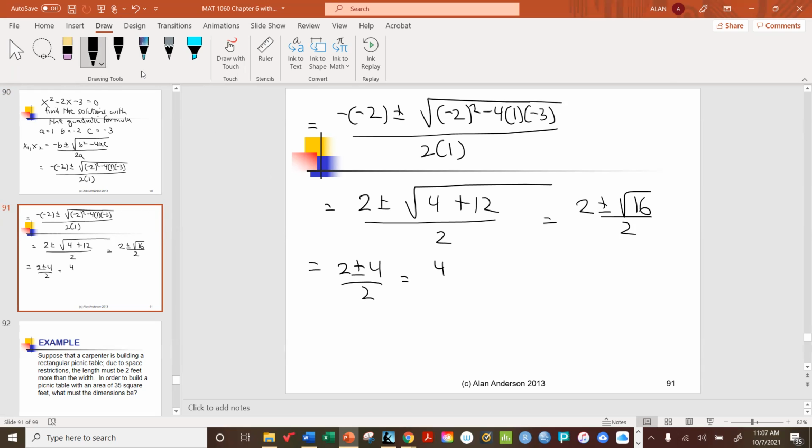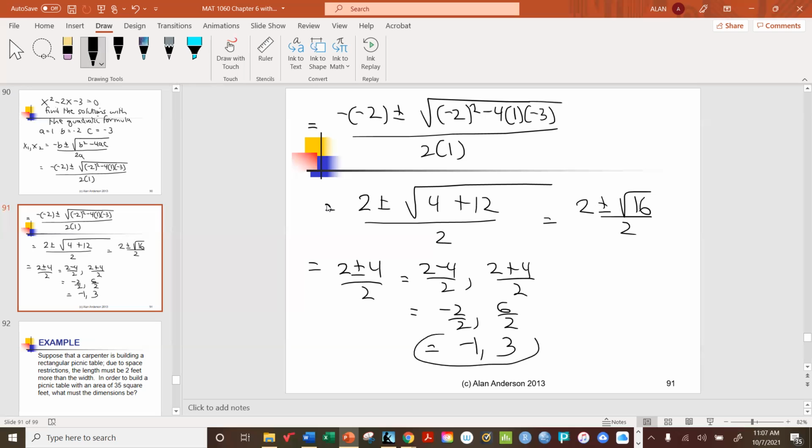So you're going to have 2 minus 4 over 2, comma, 2 plus 4 over 2, minus 2 over 2, comma, 6 over 2, minus 1 and 3. So this is what you've got.